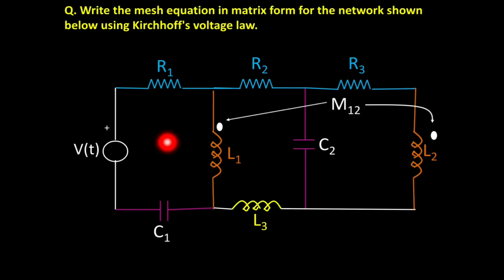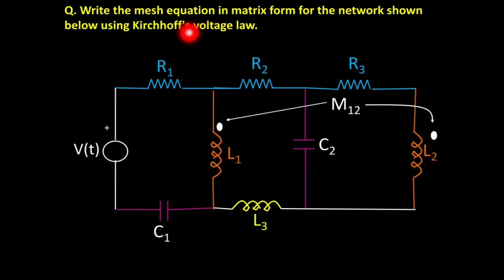Write the mesh equation in the matrix form for the network shown using Kirchhoff's voltage law. So this network is given to us, and we can easily see that this coil L1 and L2 are mutually coupled with each other because the dots are given here. So these two coils are mutually coupled with each other, and the dot convention is being used. L1 is the self inductance of this coil, L2 is the self inductance of this coil, and M12 is the mutual inductance between L1 and L2.